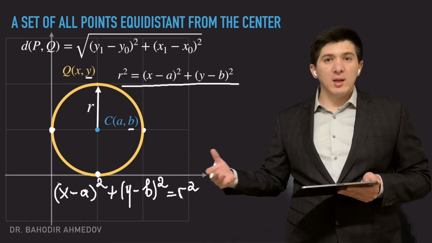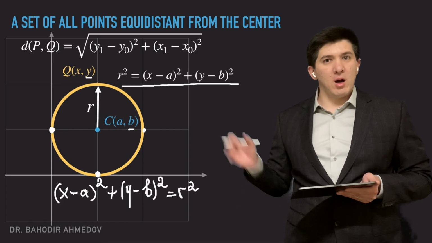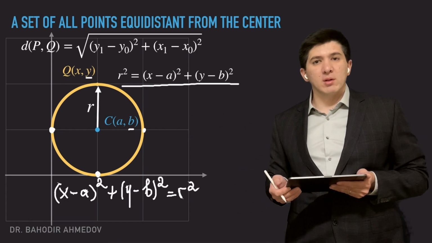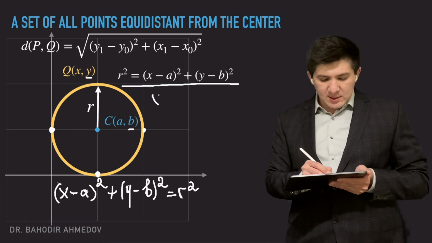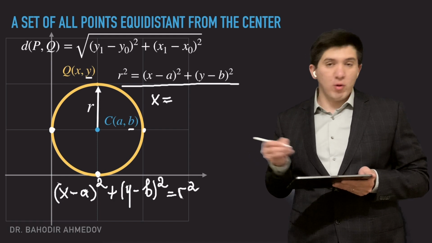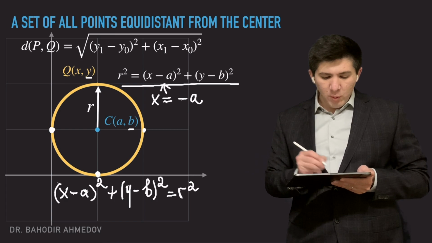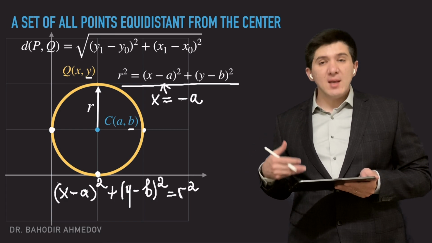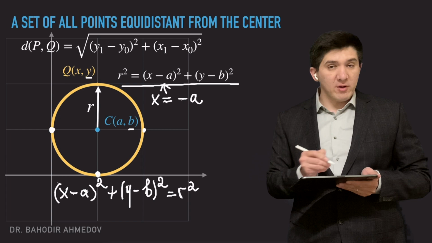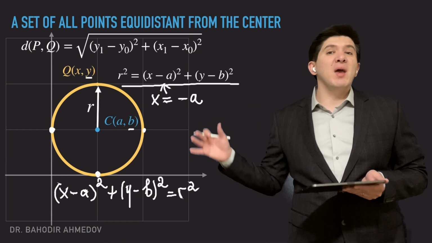So one way to make your life easier on identifying the center of a circle is to substitute x with the value of plus or minus a. For example, if you would just substitute minus a here, what you get is minus a, right? So just instead of x, which doesn't make that 0.